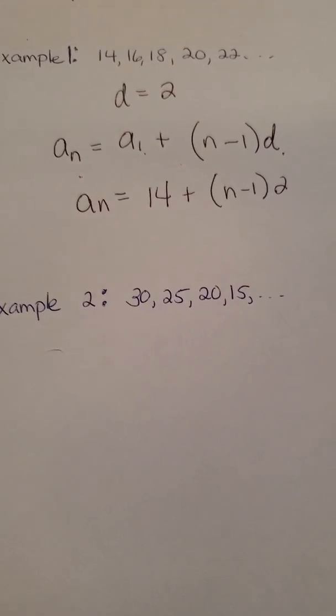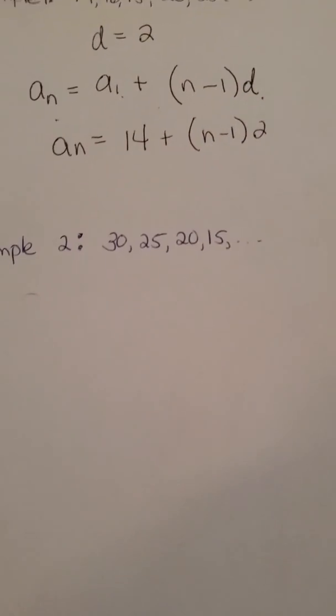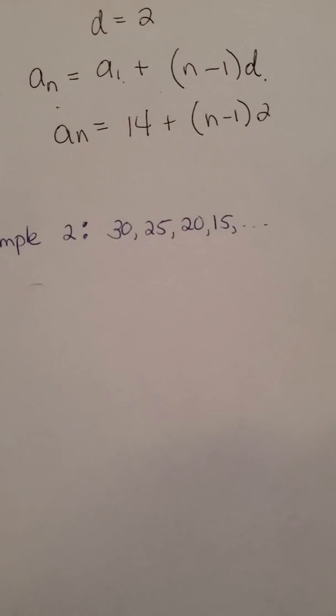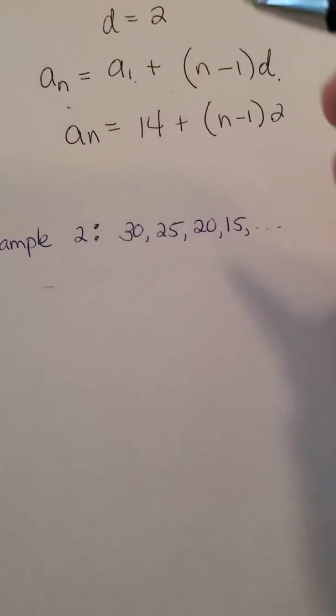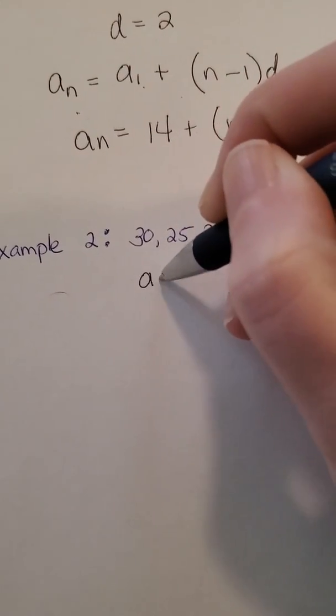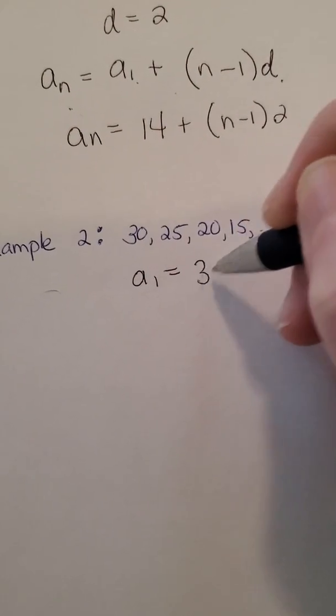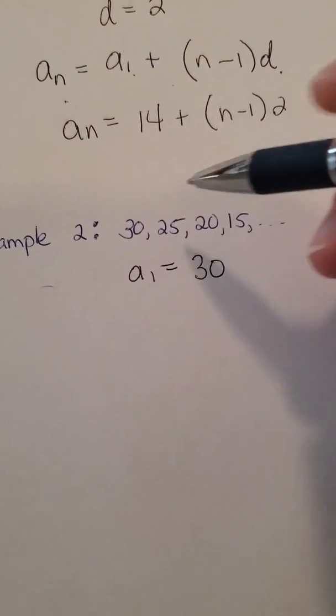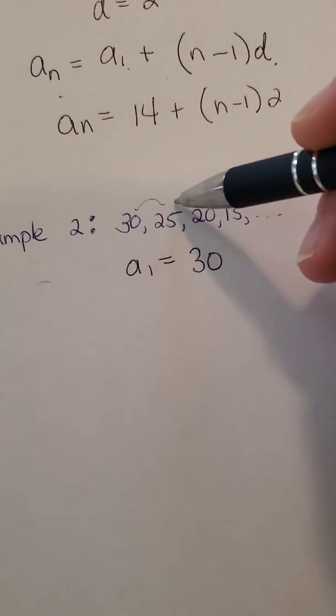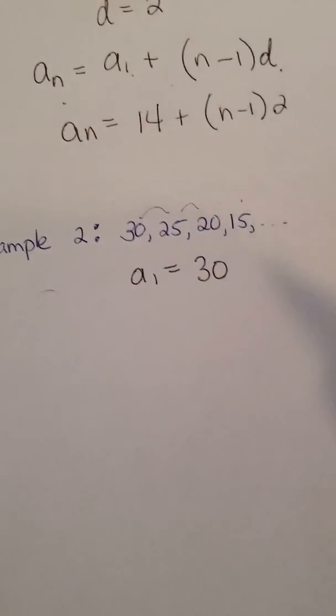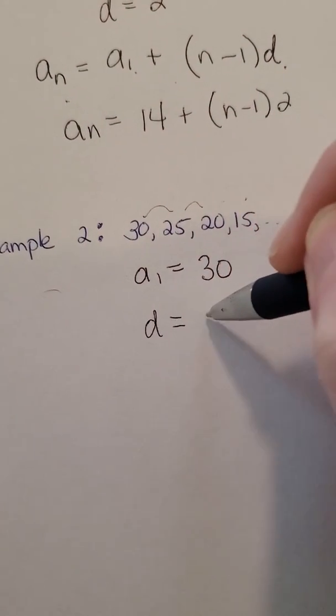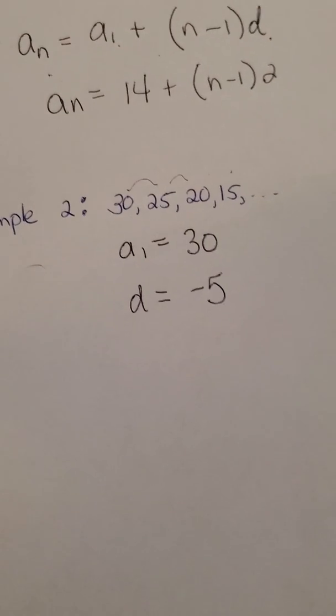Okay, in example 2, we have 30, 25, 20, 15. This time, our first term is 30. And our common difference this time, we're going down by 5 every time. So our difference is going to be a negative 5 because we're going down.